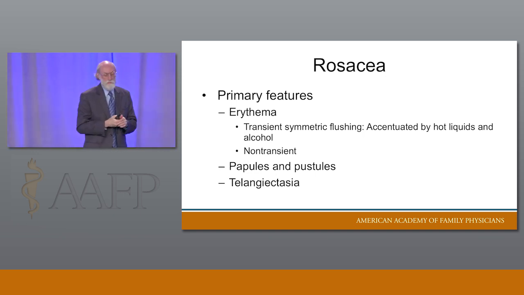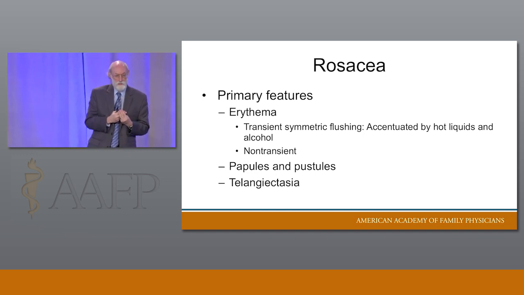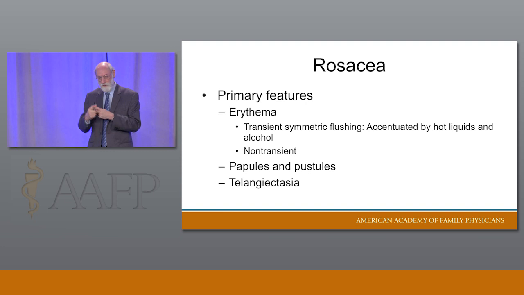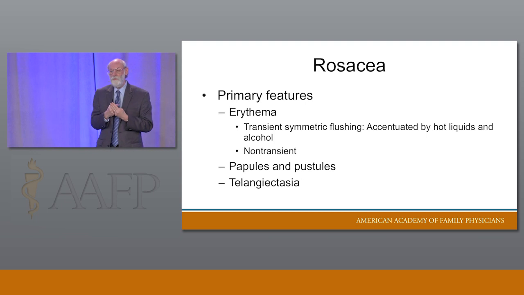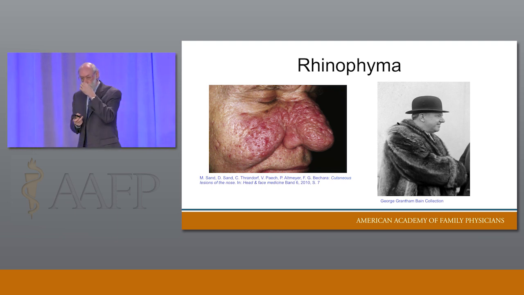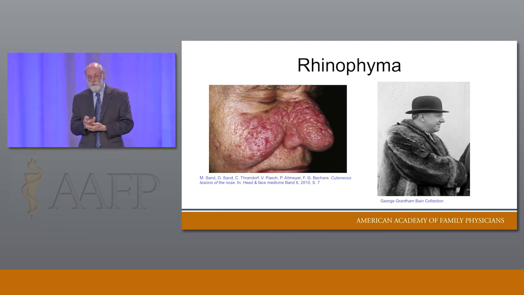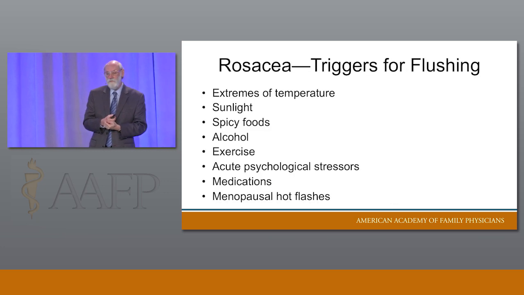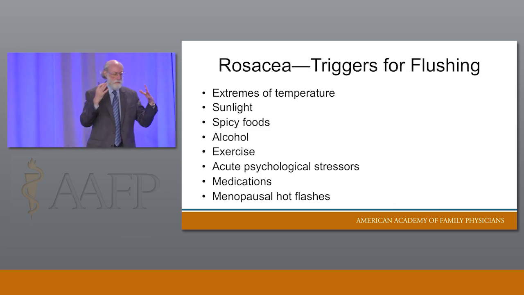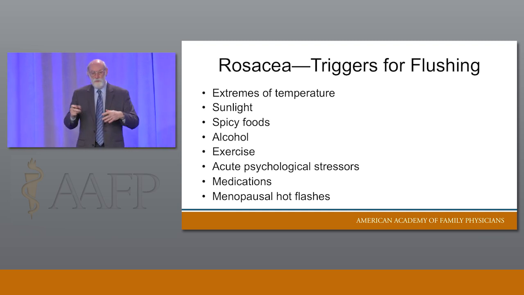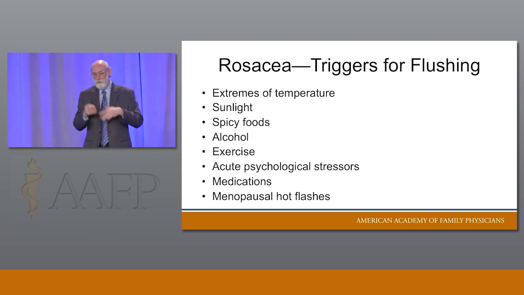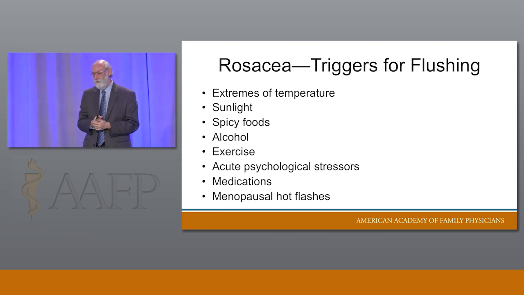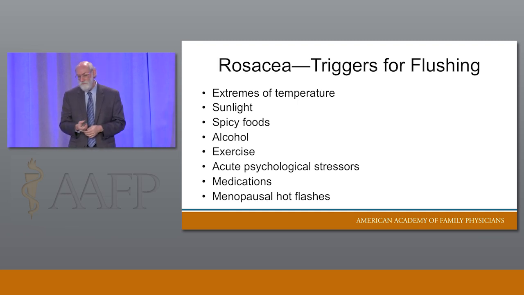The board may give you a question that describes 3 primary features and ask you what it is. Erythema, that may be transiently flushing. Papules, pustules, and telangiectasias, the 3 components of rosacea. You may also see a bulbous nose called a rhinophyma. W.C. Fields was the poster child for that. Things that trigger flushing in rosacea are the same things that cause flushing in general. Temperature, heat, sun, spicy foods, alcohol vasodilates, niacin vasodilates, things like that.